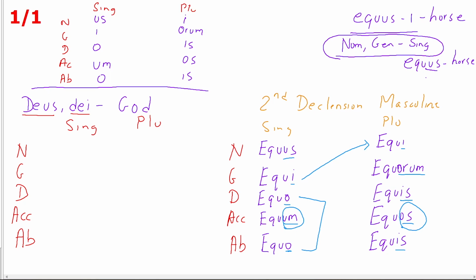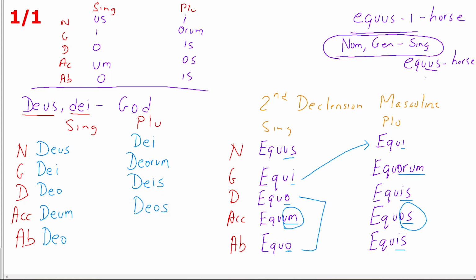Is it done? So nominative singular would be Deus, genitive singular Dei, then dative singular Deo, accusative singular Deum, ablative singular Deo, nominative plural Dei, genitive plural Deorum, dative plural Deis, accusative plural Deos, and ablative plural Deis.